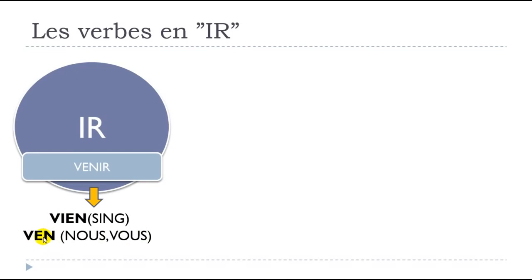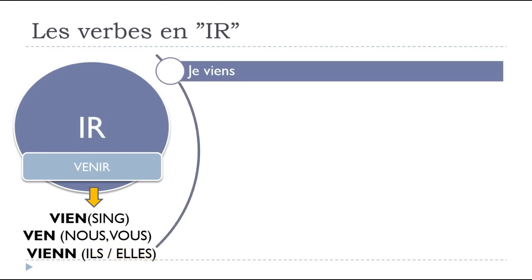And last but not least, we'll have a third stem or root for il, elle at the plural form, and it will be viennent. And this is the tricky thing with venir, and we'll see the other verbs that will be conjugated like it. You've got three forms here. So vient for the singular, ven like that for the plural, but then it's only nous and vous, and then viennent for the plural, il, elle. So let's see how it goes.